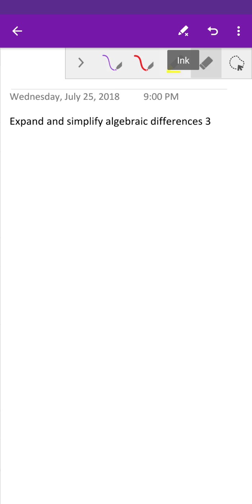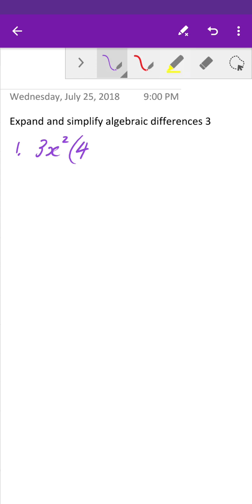This lesson we're looking at expanding and simplifying algebraic differences, and I believe this is 3 because there may be 2 others previously recorded. So let's have a look at a slight difference to what has already been done, and we will start with, say, a quadratic equation. 3x squared (4x plus 1) minus 2x (4x plus 1).